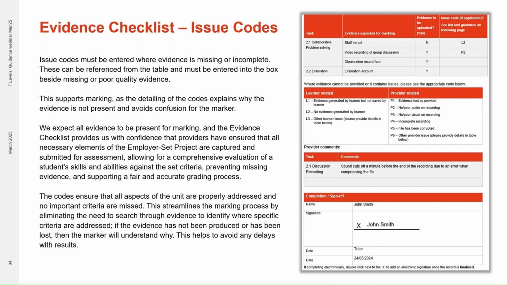We expect all evidence to be present for marking, and the evidence checklist provides us with confidence that providers have ensured that all necessary elements of the employer set project are captured and submitted for assessment, allowing for a comprehensive evaluation of a candidate's skills and abilities against the set criteria, preventing missing evidence, and supporting a fair and accurate grading process. The codes ensure that all aspects of the unit are properly addressed and no important criteria are missed. This streamlines the marking process by eliminating the need to search through evidence to identify where specific criteria are addressed.